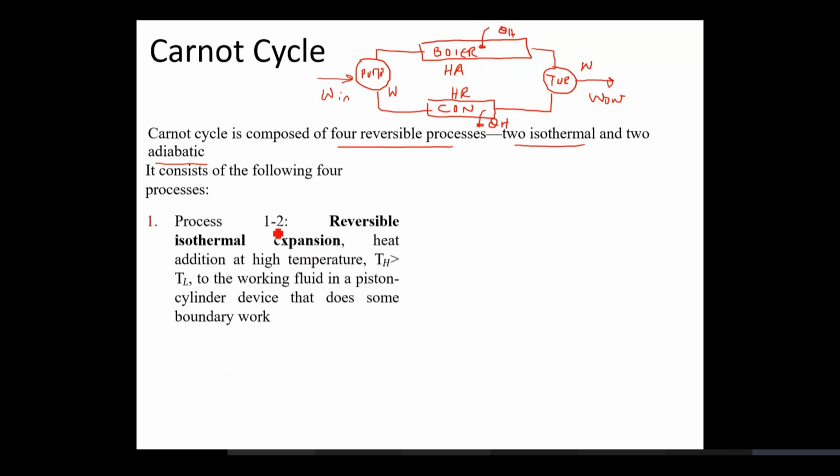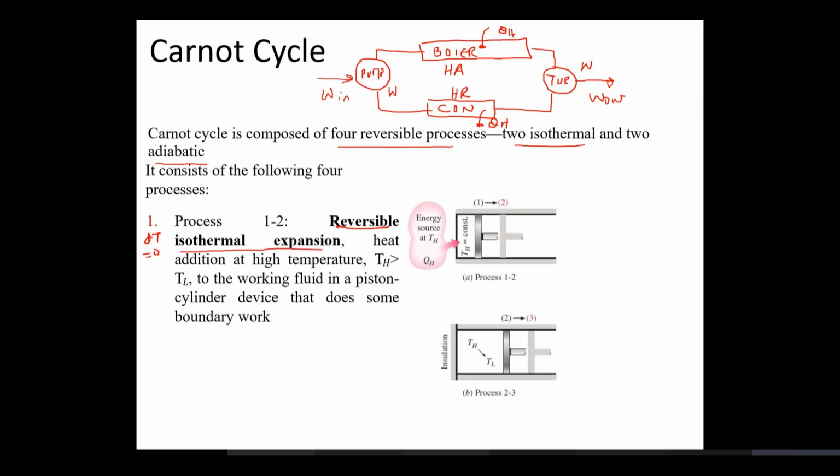The first process is reversible isothermal expansion. Now, when a process is isothermal, you cannot have a finite heat transfer through a finite temperature difference. Since there is no temperature difference, dT is 0, you can call it a reversible process, although the expansion is taking place. Let's say you have some gas or some fluid within the piston at the temperature TH, and the piston cylinder assembly is insulated from these two sides.